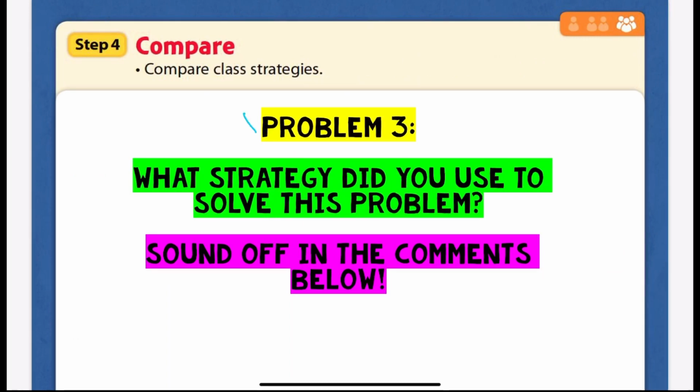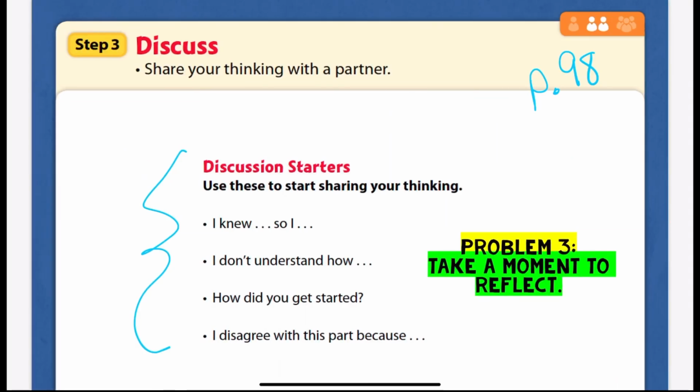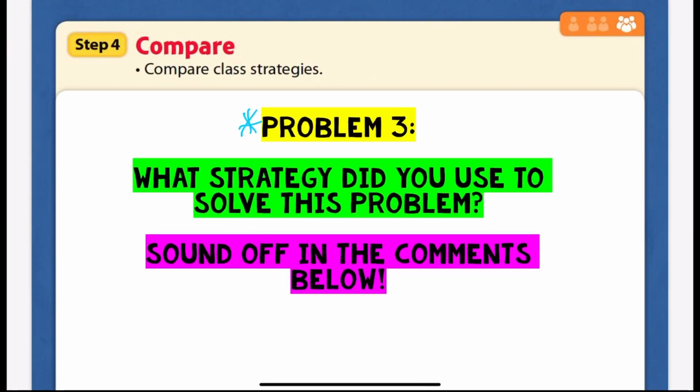You can just label it problem 3, and the strategy I would use is, or I'm having trouble with, or I don't understand, or an effective strategy you could use is.